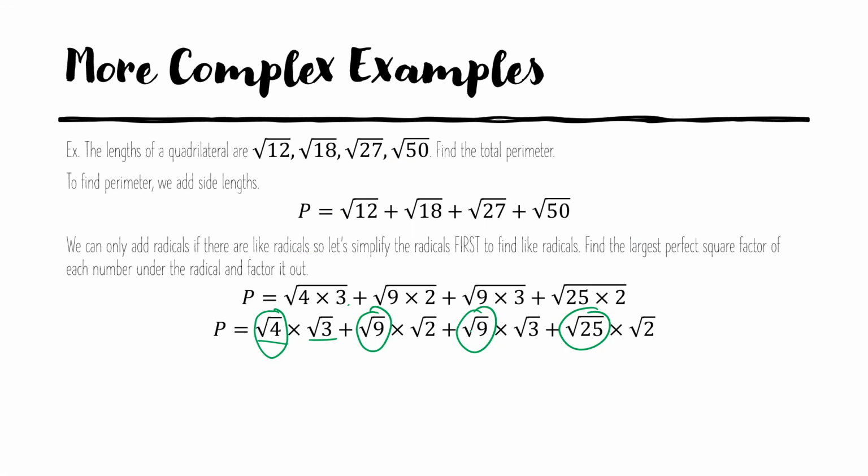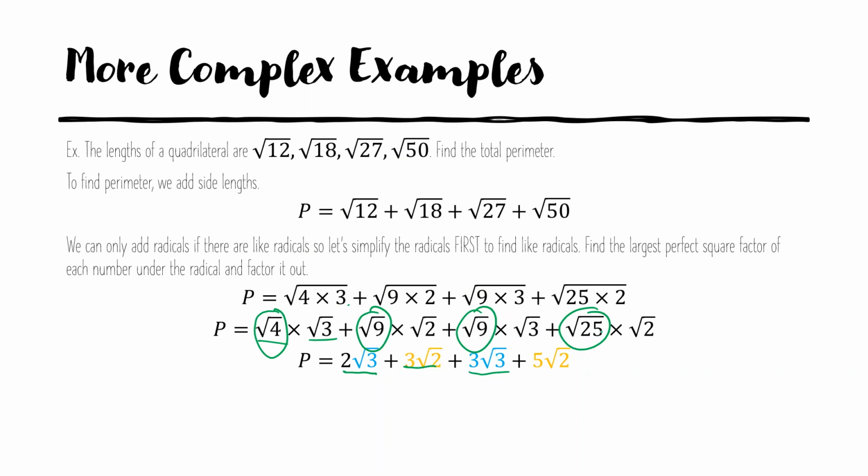But we know how to find the square root of 4 and the square root of 9 and the square root of 25 perfectly. No calculator needed, right? All we end up getting is 2 times square root of 3, which we can write as 2 square root of 3. The square root of 9, which is 3, times square root of 2, which we write as 3 square root of 2. Then we have square root of 9 times square root of 3, which we write as 3 square root of 3.